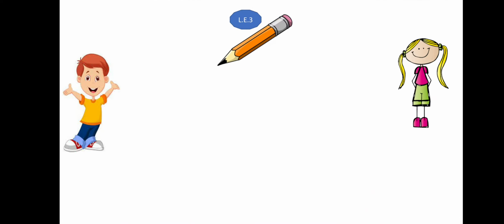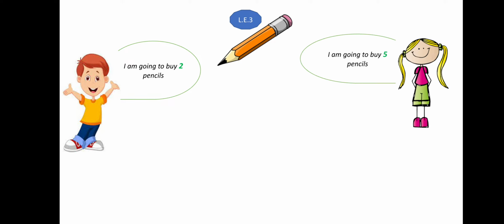Let's start, please. Ali and his sister went to the library to buy a pencil. The pencil is 3 LE. Ali says, I'm going to buy 2 pencils. And his sister says, I am going to buy 5 pencils. So how much do they pay? Ali pays 2 multiply 3, which equals 6. And his sister buys 5 multiply 3, which equals 15.